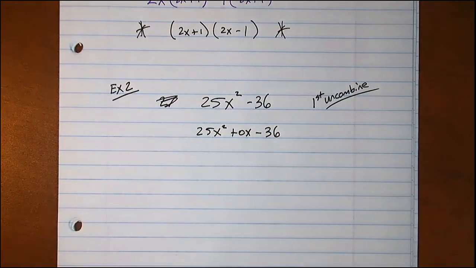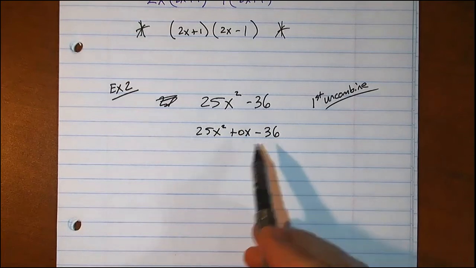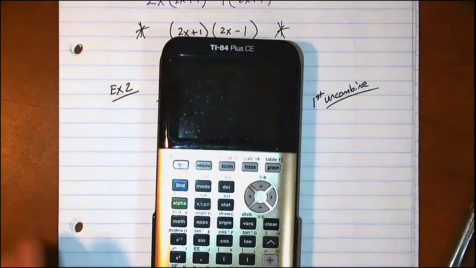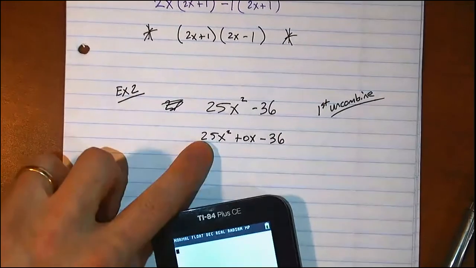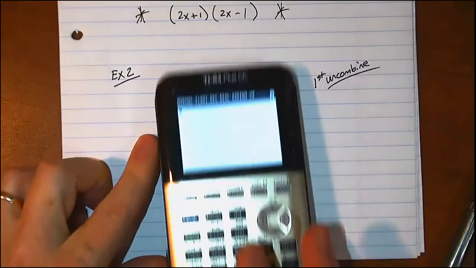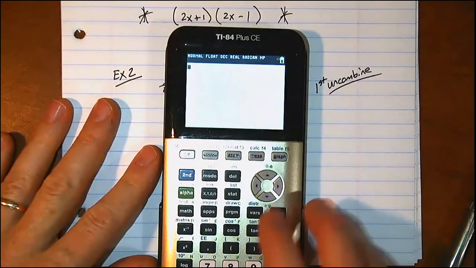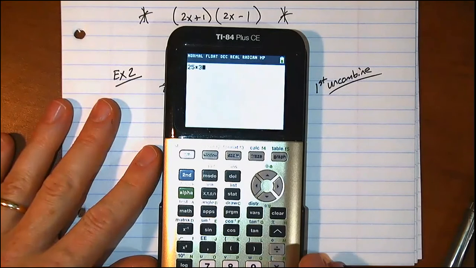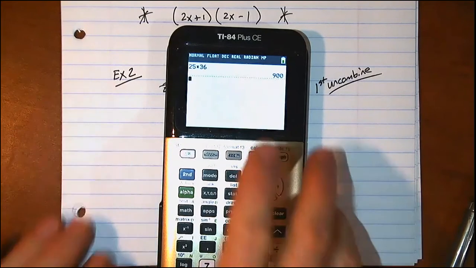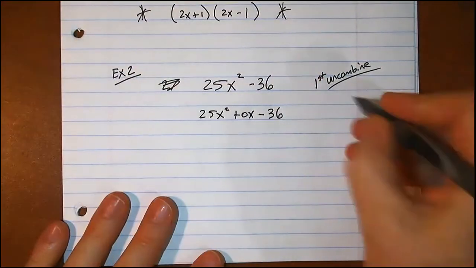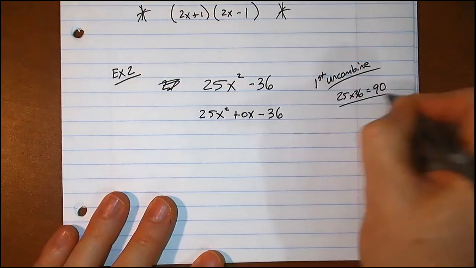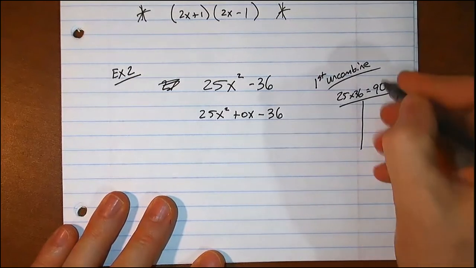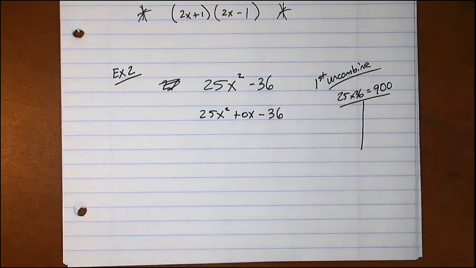So I would write in the 0x, and then I would go through the process of uncombining the 0x. So that means I need to do a 25 times 36. Well, these are some big numbers. So let's see, what do we get? 25 times 36. 900 is what we get. So this is the downside of using this method, is that we end up with big numbers.